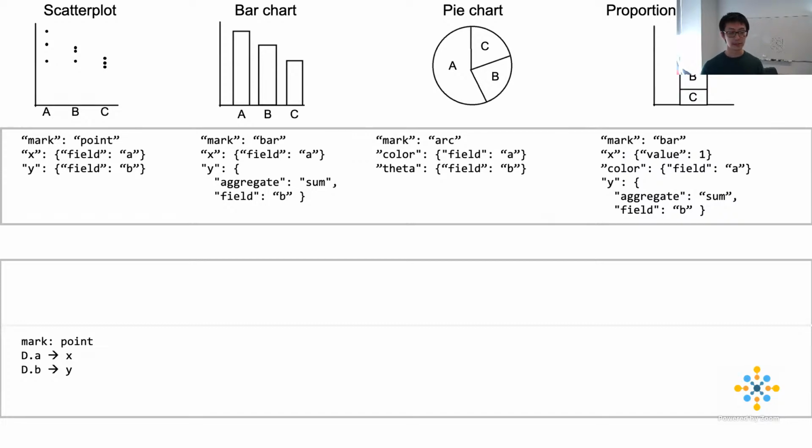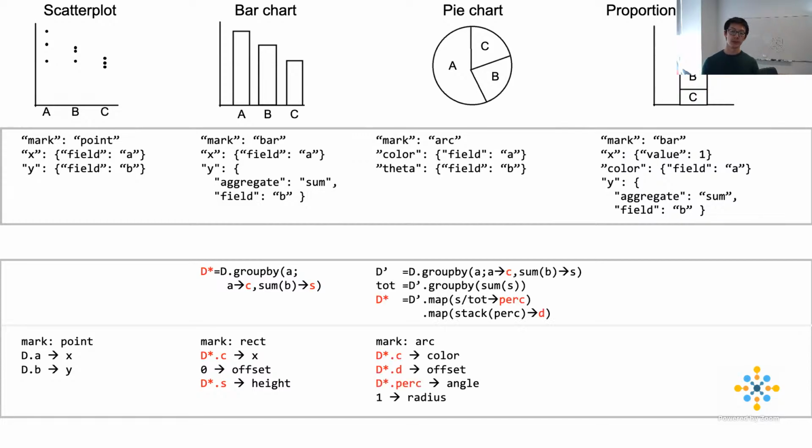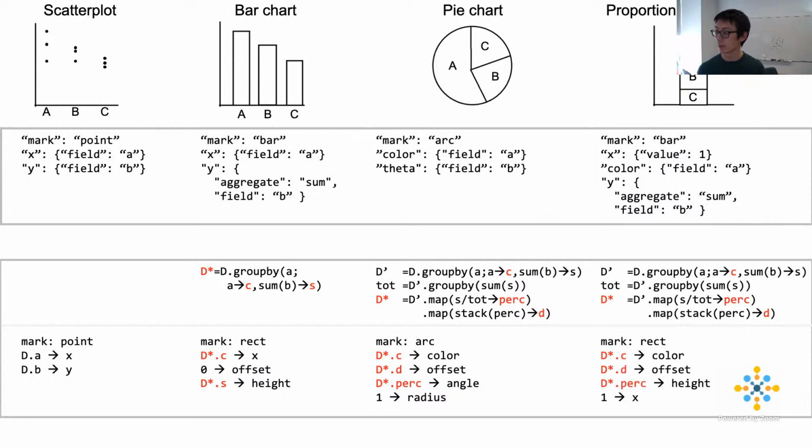The scatter plot in this case doesn't apply any transformations. It just does a direct visual encoding. The bar chart first groups on A and then computes the sum of B. It takes those derived attributes, colored in red here, and maps them to the rectangle's X position and height. The pie chart does a little bit more work. It computes the percentage of each group from the total and then stacks these percentages on top of each other. These are what's mapped to the arc's color, offset, and angle properties. And finally, the proportional stack chart does basically the same thing, but maps to rectangular mark properties instead.